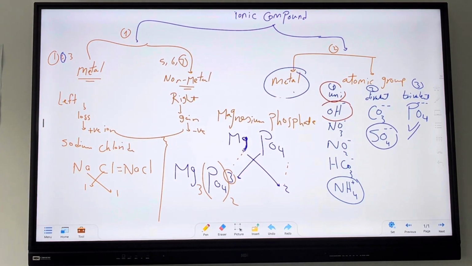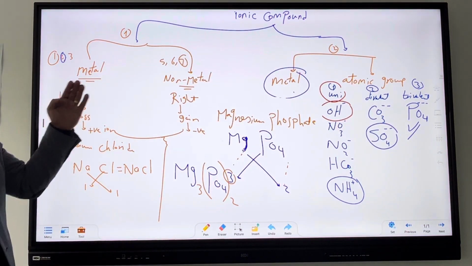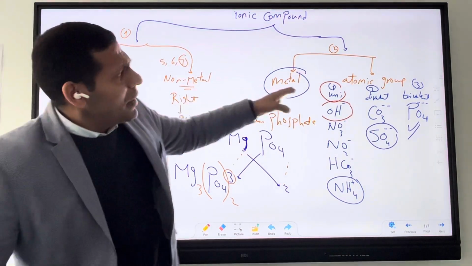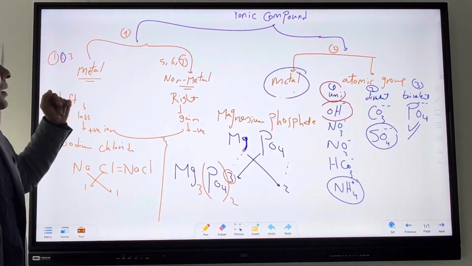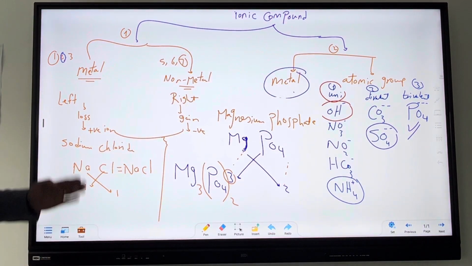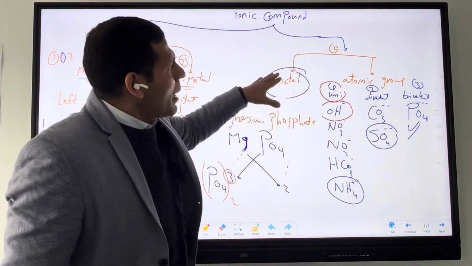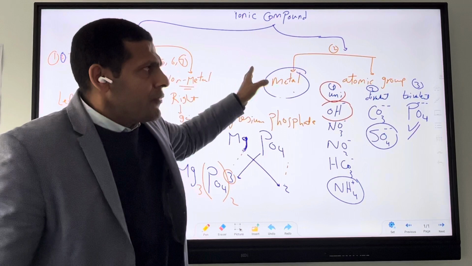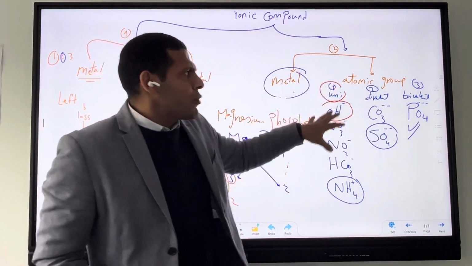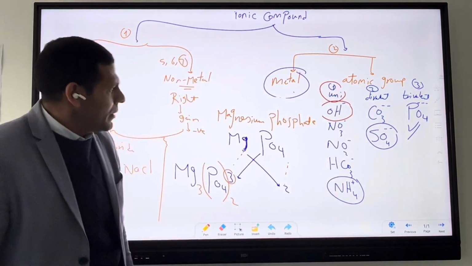Now, to sum up, to form any ionic compound, we must have either a metal and a non-metal, or a metal and atomic groups. The metal loses electrons and becomes a positive ion, the non-metal gains electrons and becomes a negative ion. Now we have positive and negative, like sodium chloride. And second, we have a metal, which is one of the elements on the left side of the periodic table, and the atomic group is one of these groups, which are all negative except ammonium, NH4, which is positive.